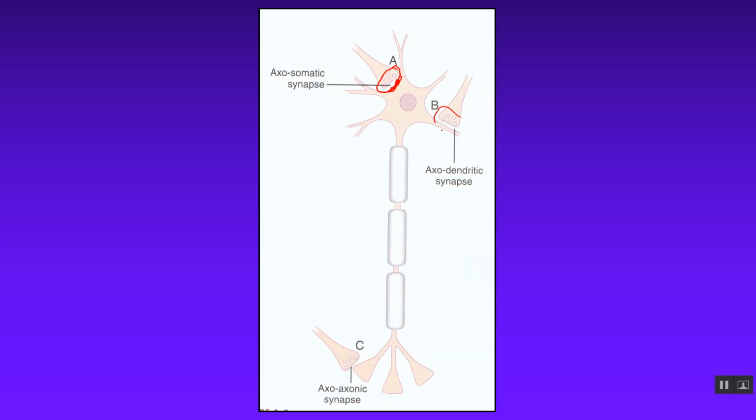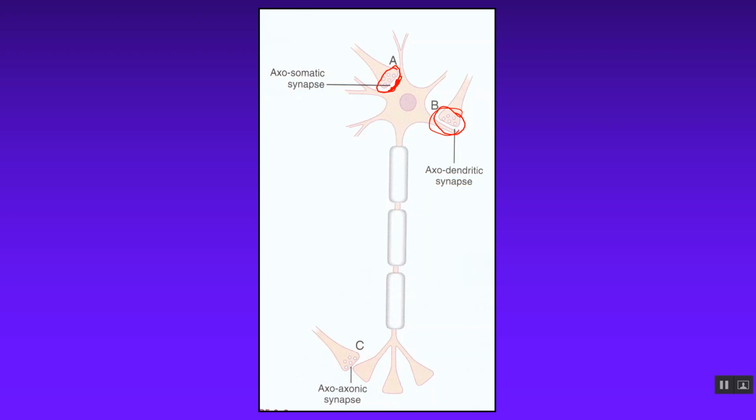Or you can have an axodendritic synapse, and this is probably the most common right here. Because you have lots of dendrites, there's a better chance you're going to have an axodendritic synapse, because there's a lot more dendrites with the little dendritic spines, lots of surface area to end up bumping into another neuron's presynaptic terminal or terminal bouton.